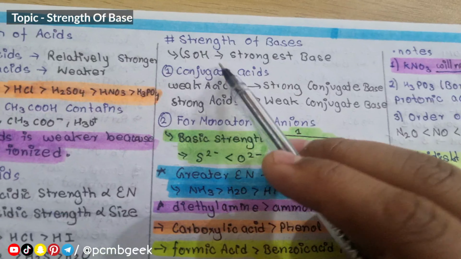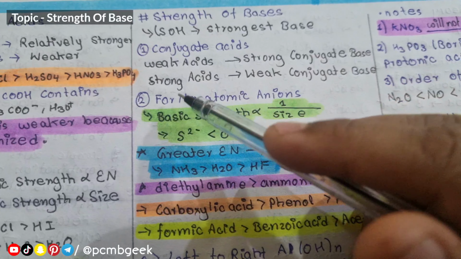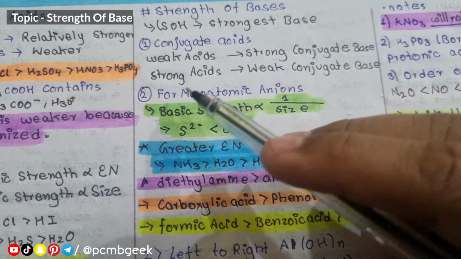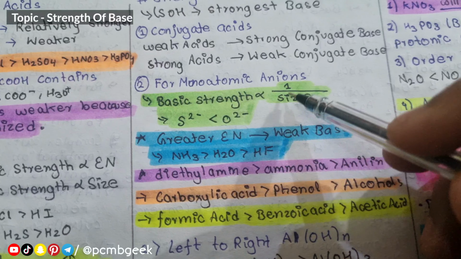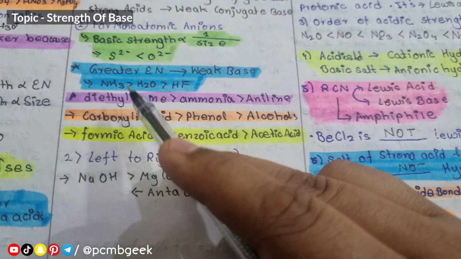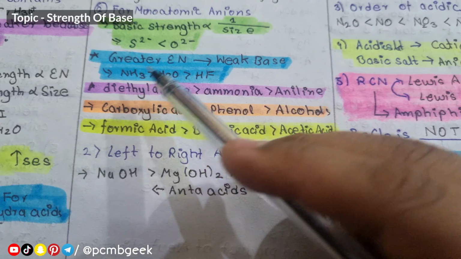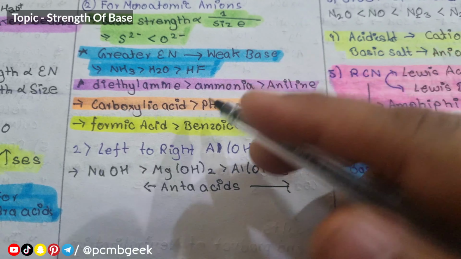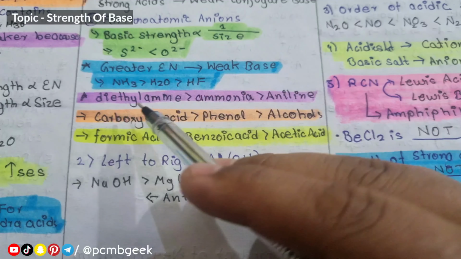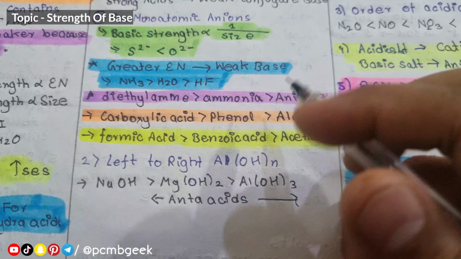Now, strength of bases. Conjugate acid: a weak acid gives a strong conjugate base and a strong acid gives a weak conjugate base. For monoatomic anions, basic strength is inversely proportional to size. The greater the electronegativity, the weaker the base, that is NH3 is more basic than H2O, which is more basic than HF. For organic compounds, the order of basic strength is diethylamine is more basic than ammonia, which is more basic than aniline.